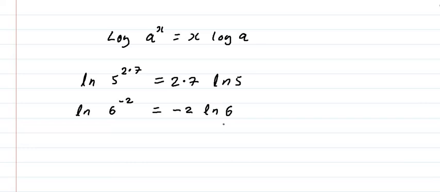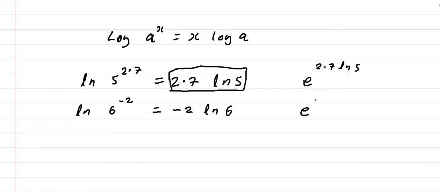And obviously if I want to work out a numerical answer, in this case it would be e to the power of that. So the answer would be e to the power of 2.7 log 5. Here the answer would be e to the power of minus 2 log 6. And that's really all there is to it. Thank you for watching.